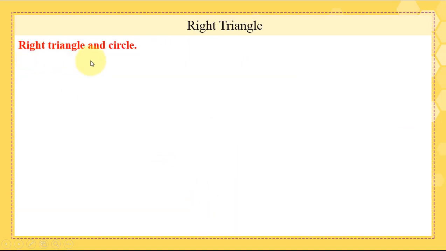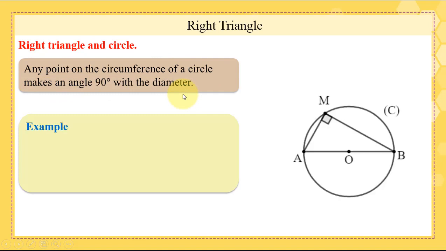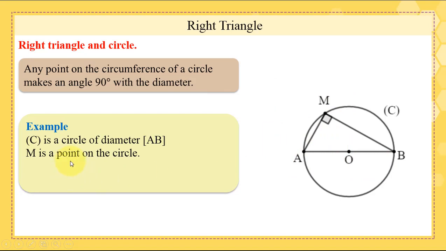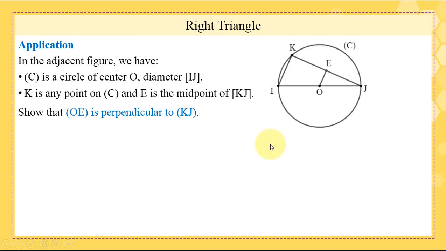Recall about right triangle and circle. Any point on the circumference of a circle makes an angle of 90 degrees with the diameter. Example, C is a circle with diameter AB. M is a point on the circle. Then the angle AMB is equal to 90 degrees because it is an inscribed angle facing the diameter. So triangle AMB will be right at M.